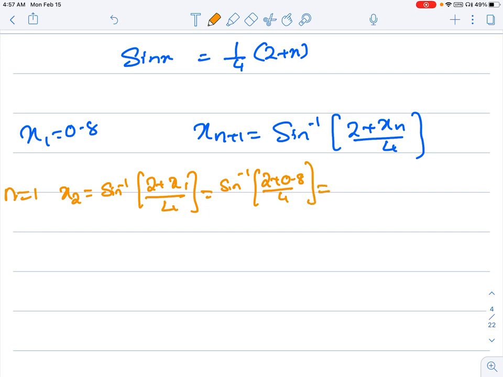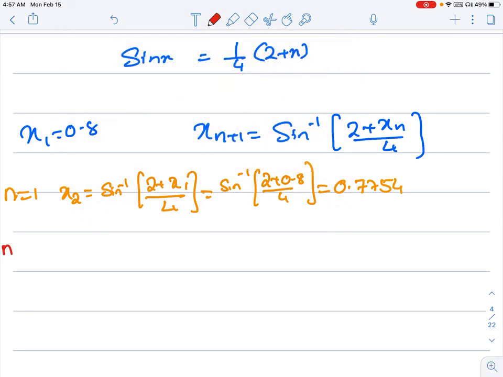So I pull out the calculator. We have to do it in 4 significant figures. And the mode of the calculator should be in radians. So shift sine inverse (2 plus 0.8) divided by 4. It becomes 0.7754.